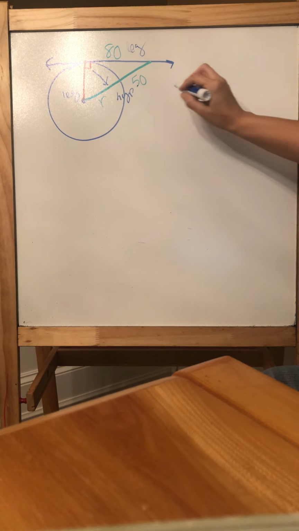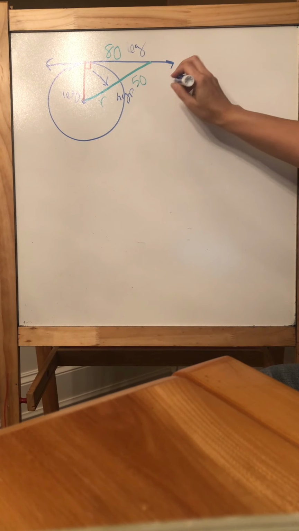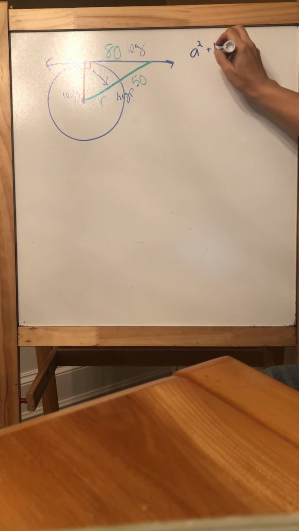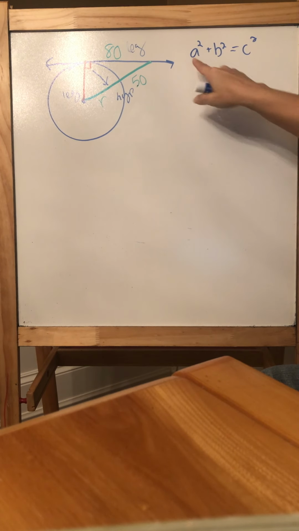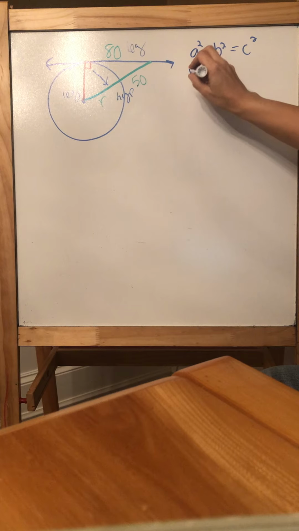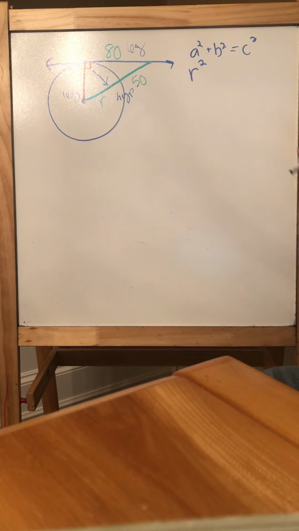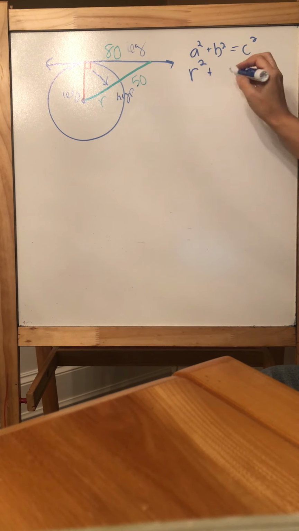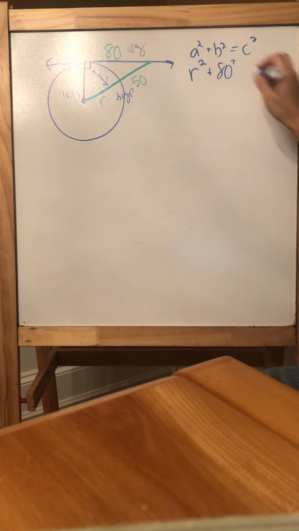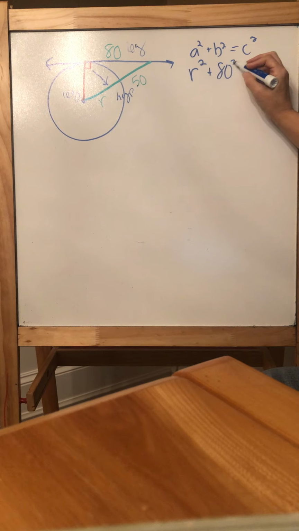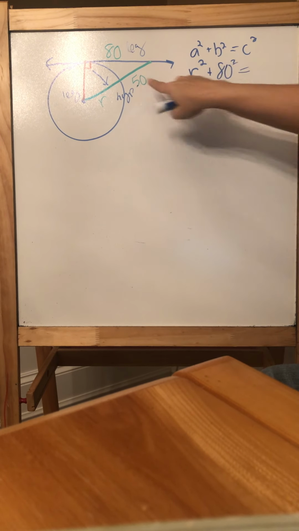So we have a squared plus b squared equals c squared. Our a squared is going to be r, so radius squared, r squared. Our b squared is going to be 80 squared. And it's going to equal our c squared.